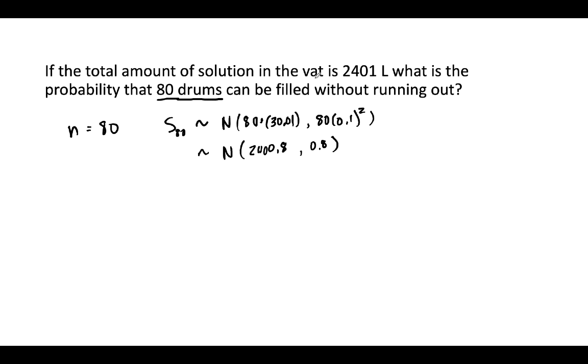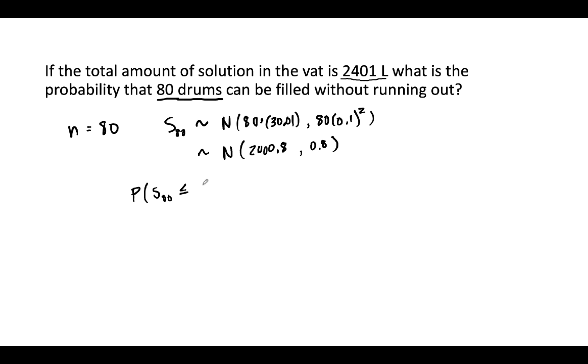Okay, so we have our model, and the question is asking, well, we have to interpret it, how we can formulate this question. So we want to know, we have this amount, and what we're interested in is what's the probability that this amount is enough to fill 80 drums. In other words, that the sum of 80 drums is going to be less than this. Because if the sum of 80 drums is less than this amount we have, then we'll be able to fill them all.